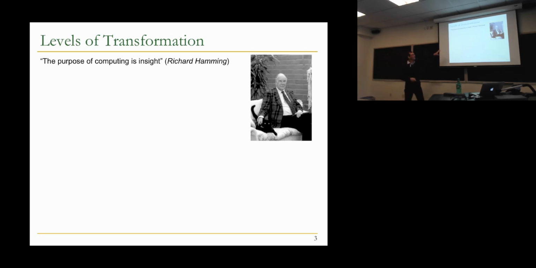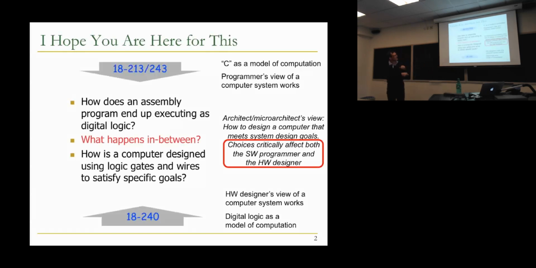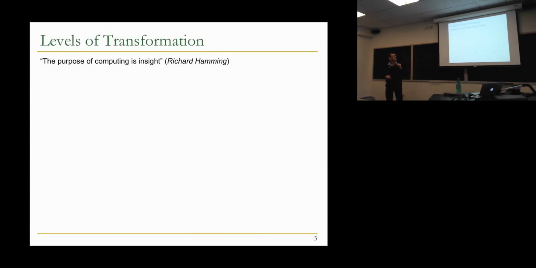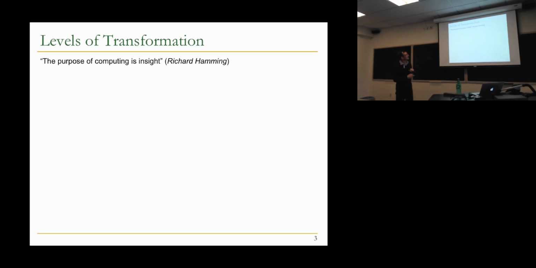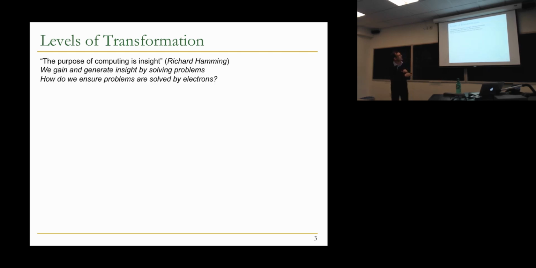OK, so Hamming also said the purpose of computing is insight. So why do we do all of this? In order to gain some insight in the end, right? How do we gain insight? Well, we'd like to answer some questions, basically solve some problems that we have in life, right? Or make life better. Basically, that's what the levels of transformation is about. We gain and generate insight by solving problems.